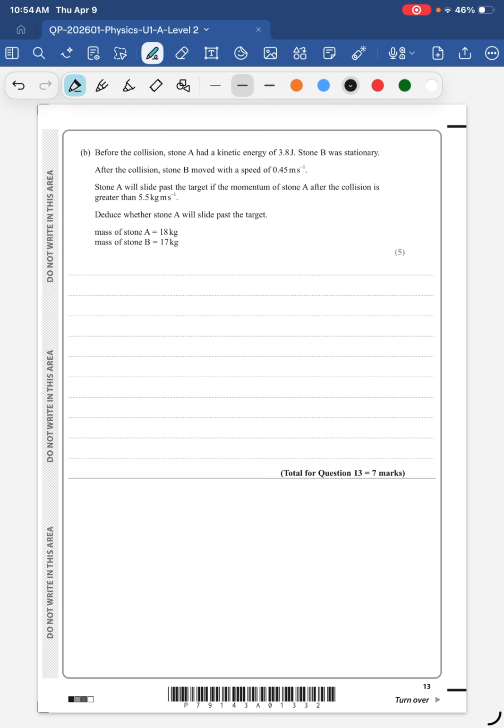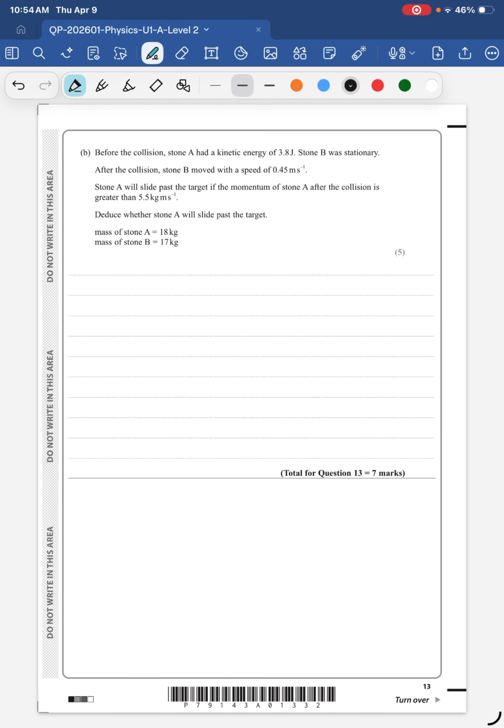Before the collision, stone A had a kinetic energy of 3.8 joules. Stone B was stationary. After the collision, stone B moved with a speed of 0.45 meters per second. Stone A will slide past the target if the momentum of stone A after the collision is greater than 5.5 kilograms times meters per second. Deduce whether stone A will slide past the target.